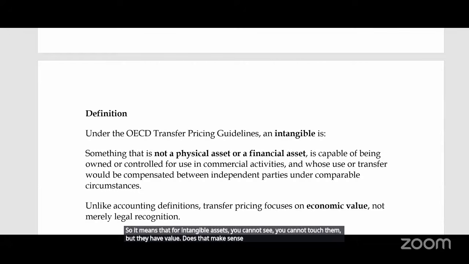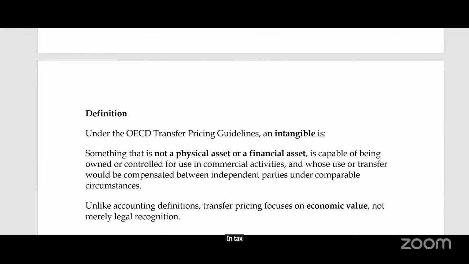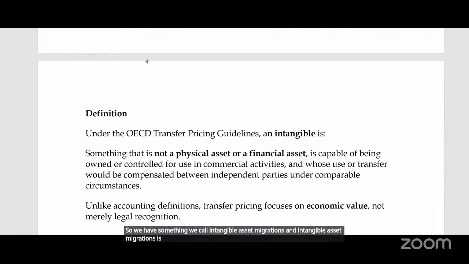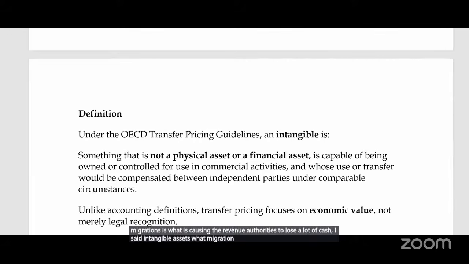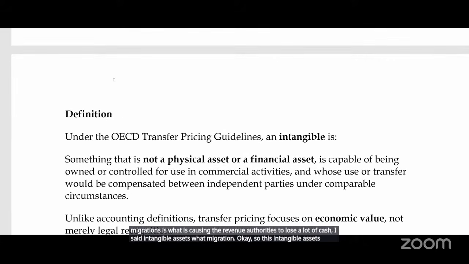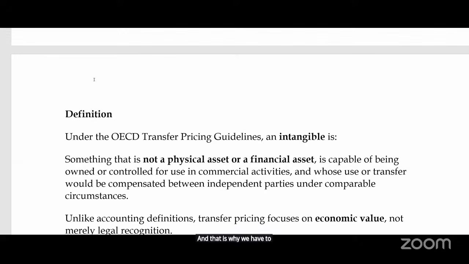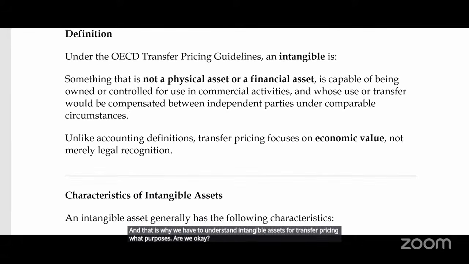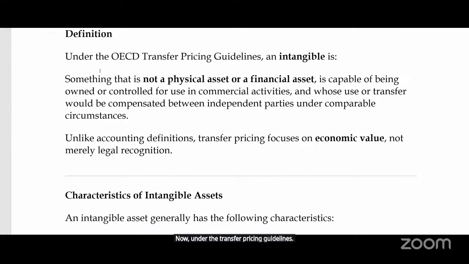And because they cannot be seen and touched, they create a lot of loopholes in tax planning. Is that okay? So we have something we call intangible asset migrations. And intangible asset migration is what is causing the revenue authorities to lose a lot of cash. I said intangible asset what? Migration. Okay. So this intangible asset migration causes the revenue authorities to lose a lot of cash. And that is why we have to understand intangible assets for transfer pricing purposes. Are we okay?